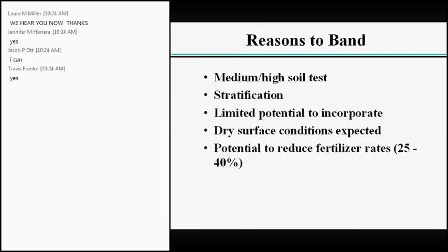Next slide. So reasons to band: medium and high soil test P. Again, that's stratification. Limited potential for you to incorporate. Dry surface conditions are expected. And that's Texas. So it really does usually pay for us to get it down into the soil. And the other thing is, especially with the cost of fertilizer that we're seeing now, you've got a potential to reduce the fertilizer rates 25 to 40% because it is positionally available to the plant, and that makes a big difference with phosphorus. Next slide.